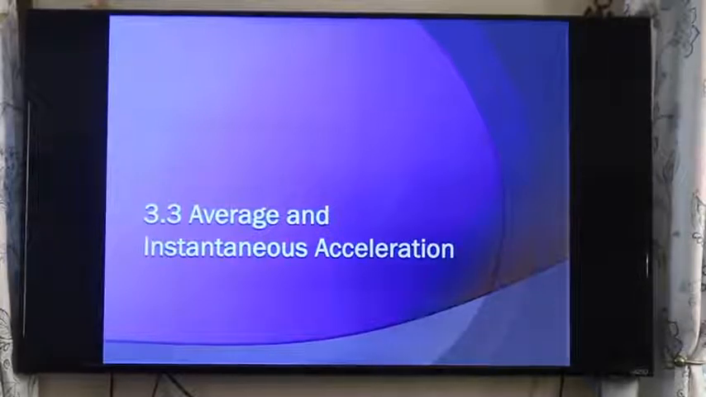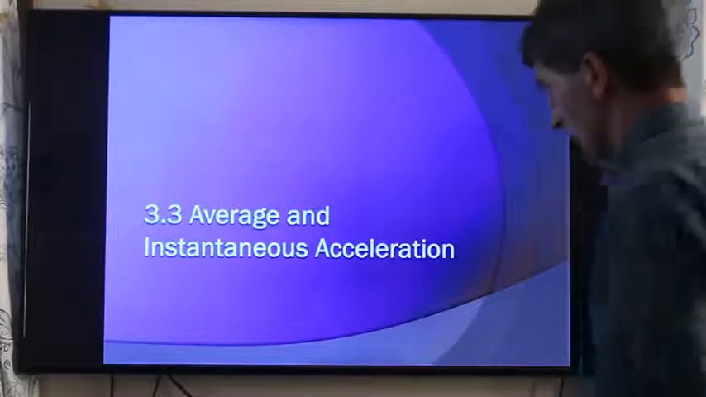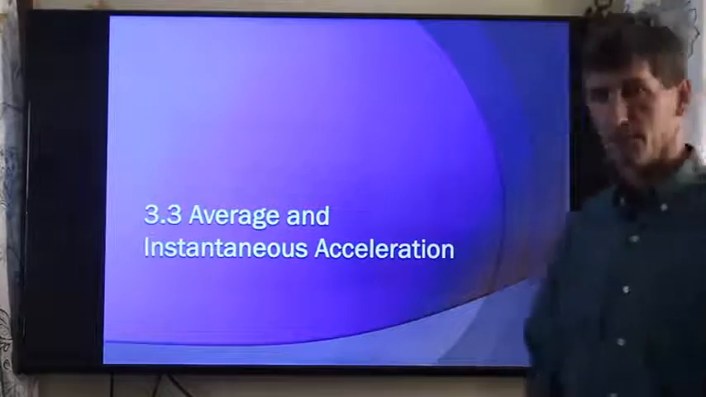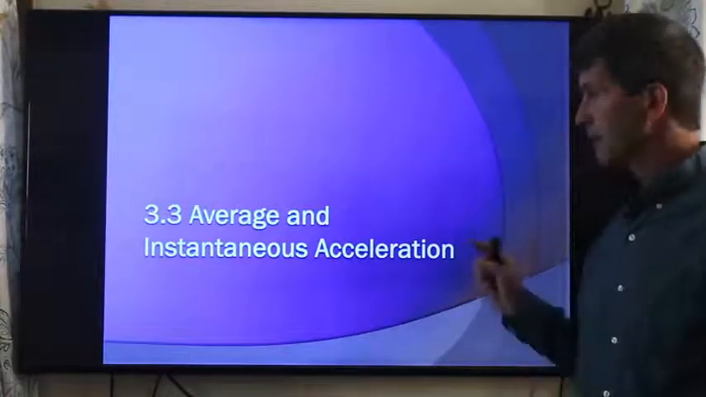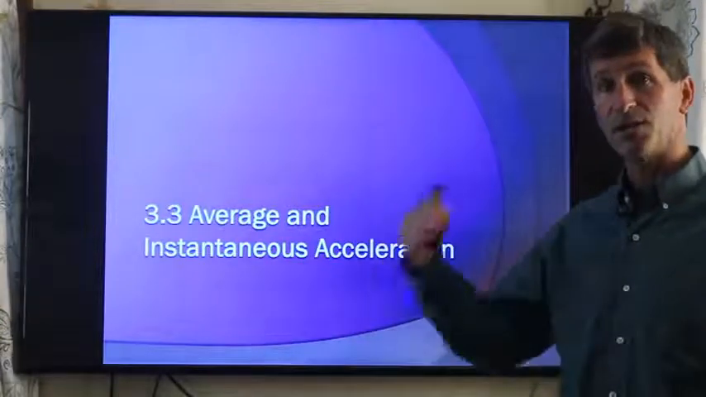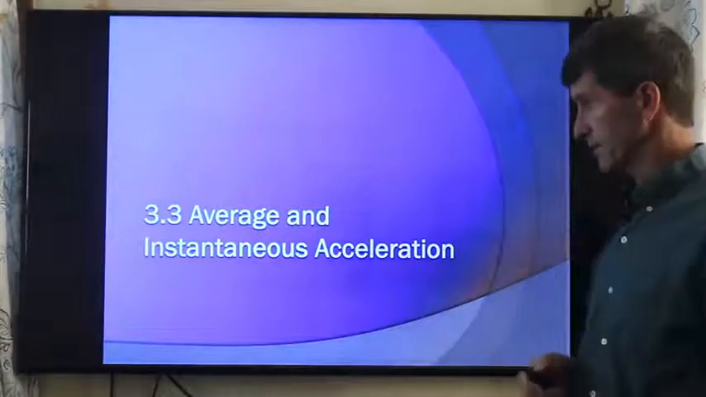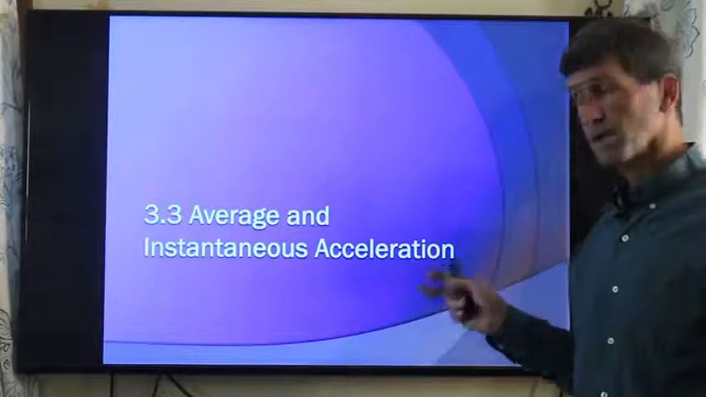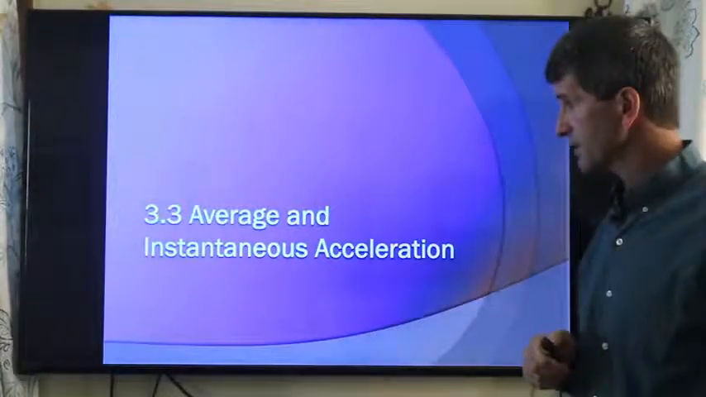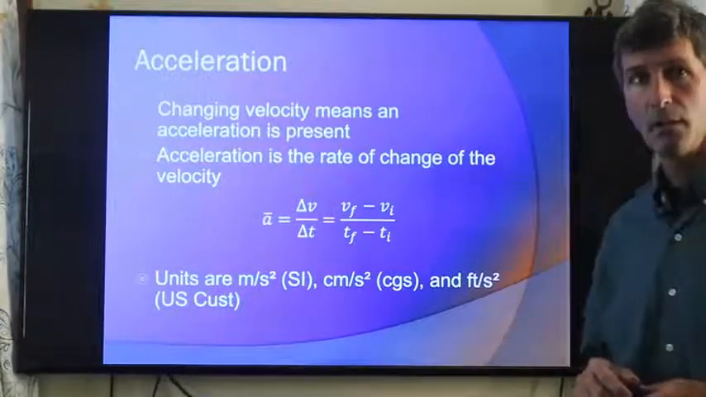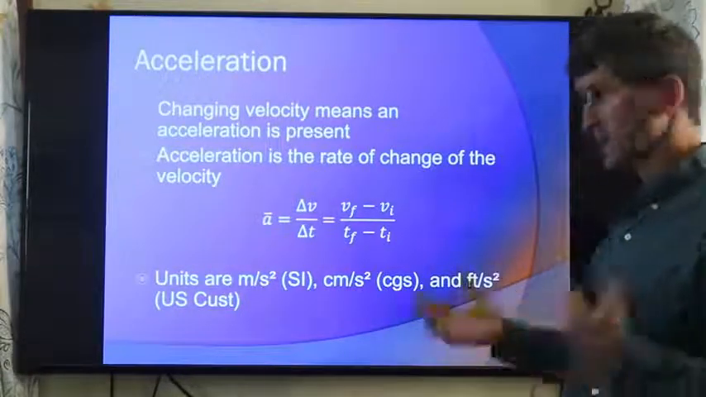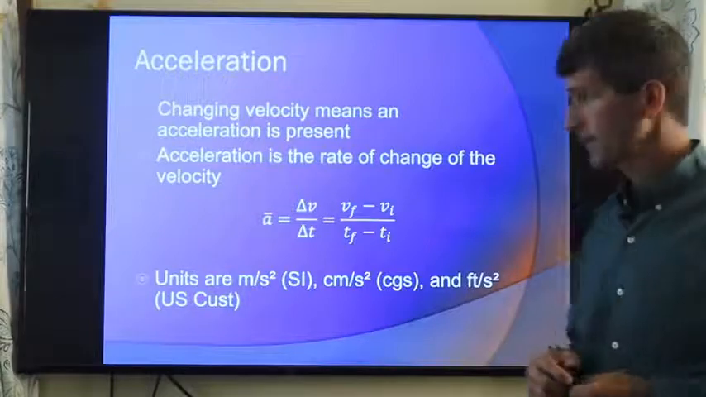So we saw that velocity was the displacement divided by time, with a change in position as a function of time. Now we're going to look at acceleration, which is the change in velocity as a function of time. Just as velocity is a vector, acceleration is also a vector. Now let's start with average acceleration first of all, because that's sort of where we started with average velocity.